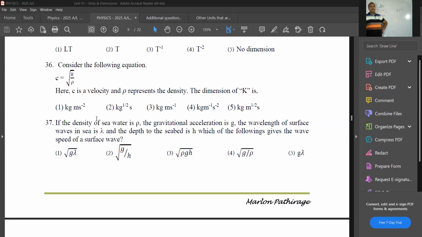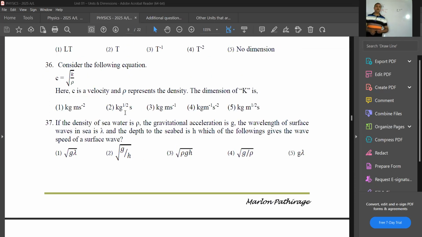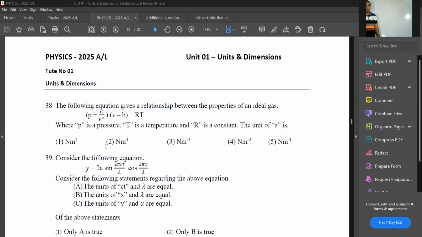The removing method. Look at this again. The removing method is a very important thing. In your exam, you can use that method, because using that method, you can select the most accurate answer among the given answers. It's a very quick method.